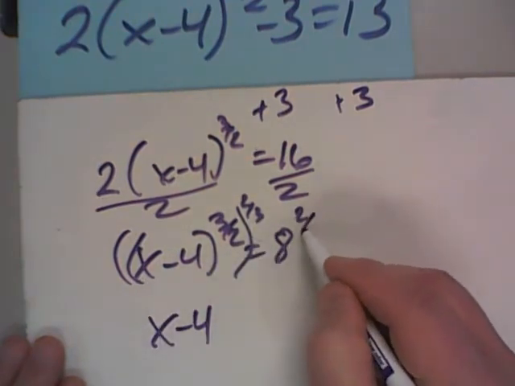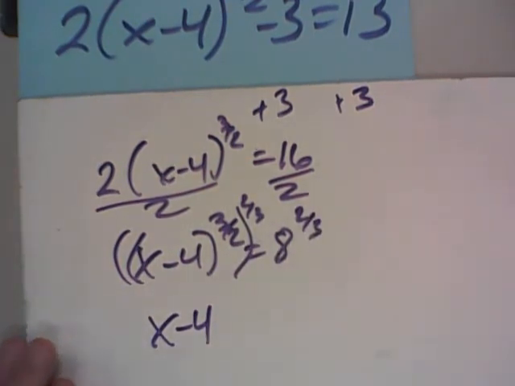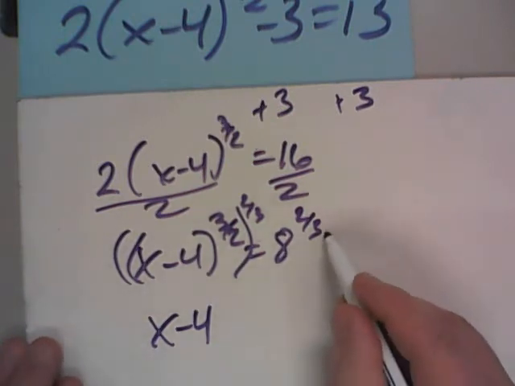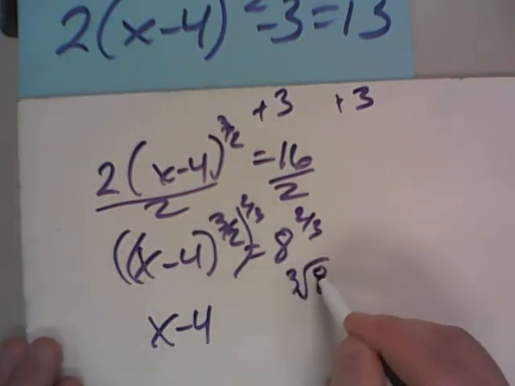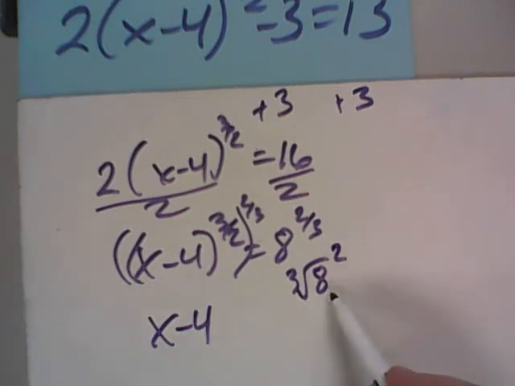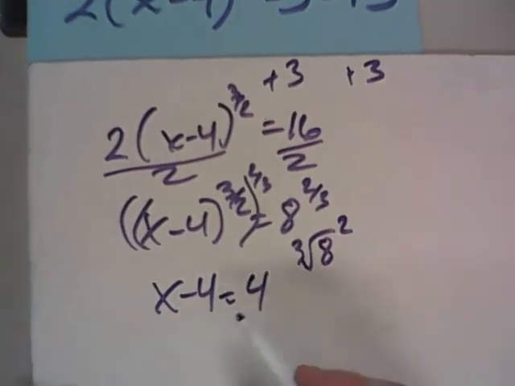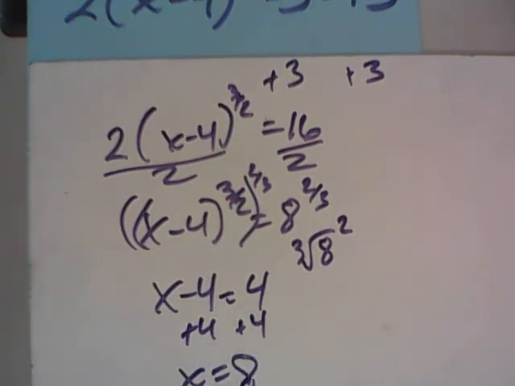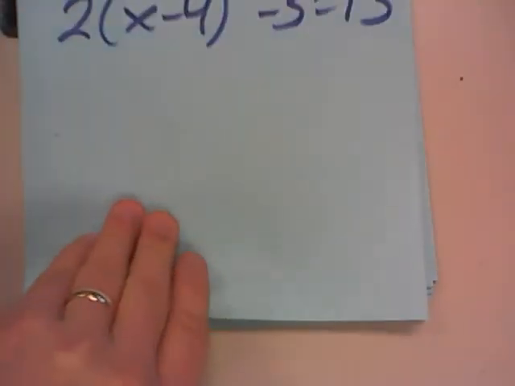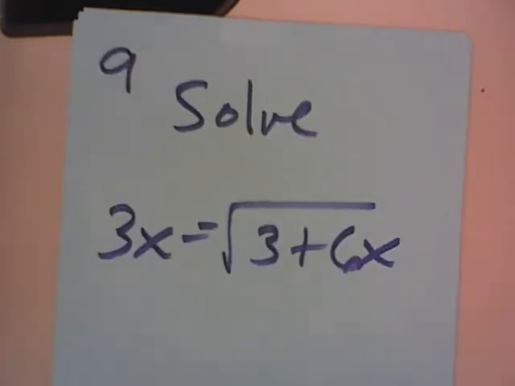But if I take this side to the 2/3 power, I want to take this side to the 2/3 power as well. That means I'm going to take the cube root of 8, and then square it. The cube root of 8 is just 2. It's a cube root. If it was a square root or a fourth root, then it'd have to be 2 answers. But if it's the cube root, it's just 1 answer, that's 2, and 2 squared is 4. So then I'll just add 4 to both sides, and x is 8. Okay? And so number 8 is our answer.